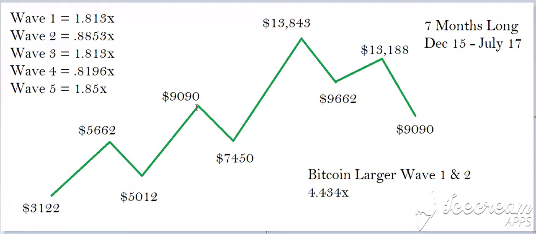Today I'm going to talk about Bitcoin's larger wave 1 and 2. I've compiled all this data, I've put all this together. Normal wave theory is 1, 2, 3, 4, 5 with an A, B, C correction.